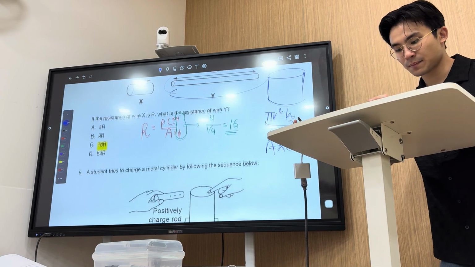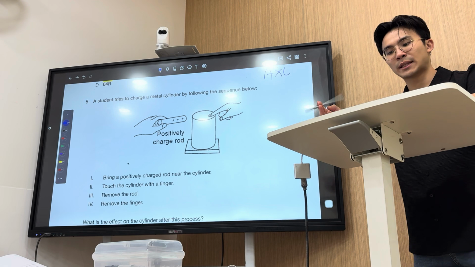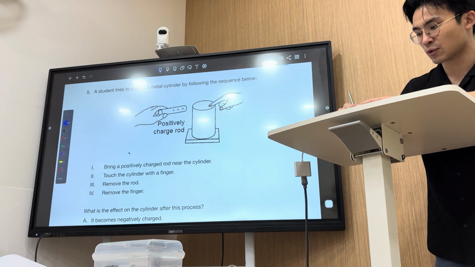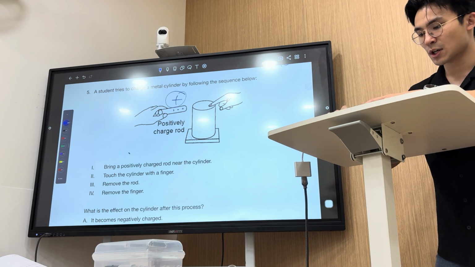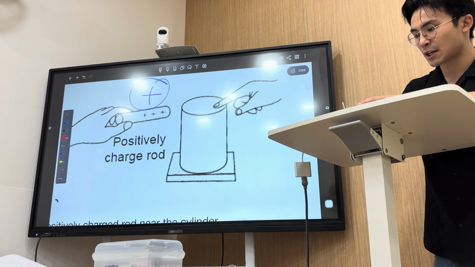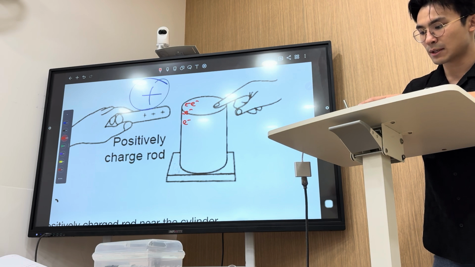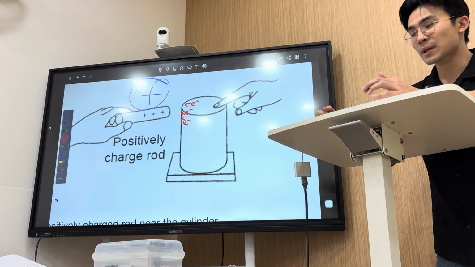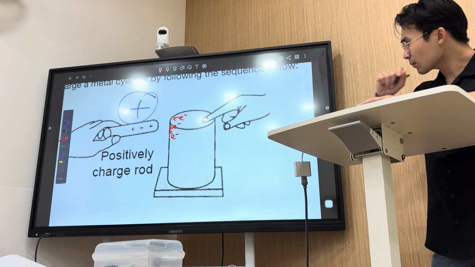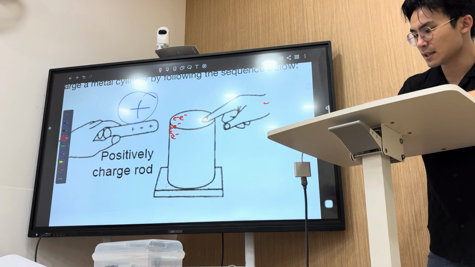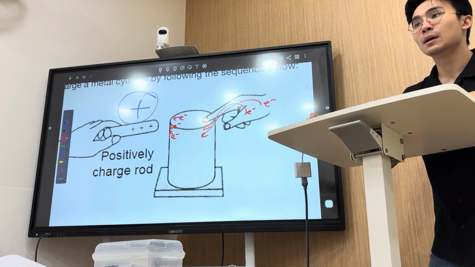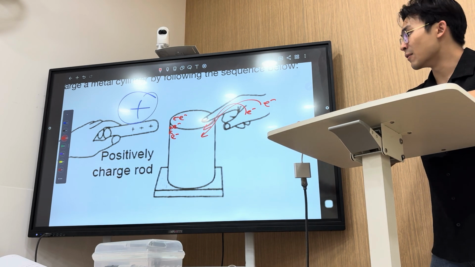A student tries to charge a metal cylinder by following the sequence. You have a positively charged rod over here. If you have a big source of positivity, all the electrons are going to want to come to this side. Everybody wants to get attracted to the left. Agreed? Which means if this student touches it, his electrons as well are going to want to come in. However, what this student did wrong is he removes the rod first.